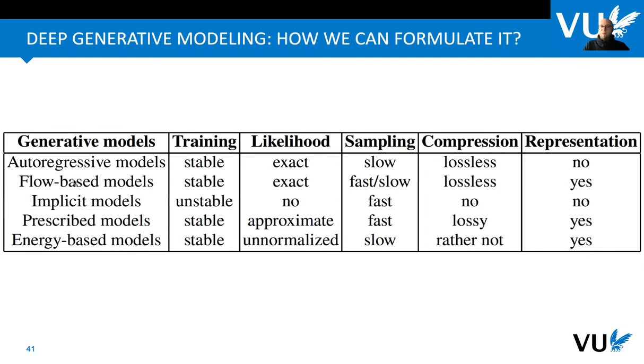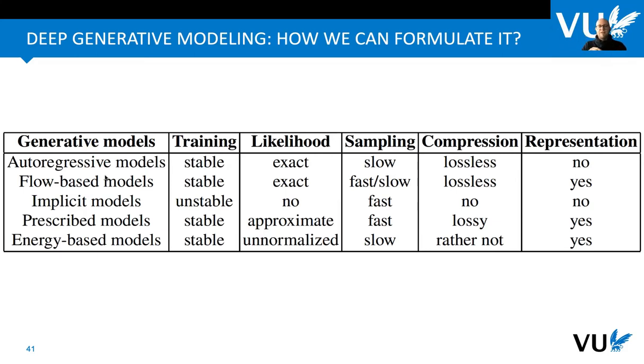When you look at flow-based models, training is stable, the likelihood function is exact. Sampling, depending on the dimensionality of the input and the size of the model, could be slow or fast. Compression is about lossless because we don't change the dimensionality of the input, and we get at the end some representation, right? This is the same dimensionality as the original input, but definitely we have some representation, something processed.